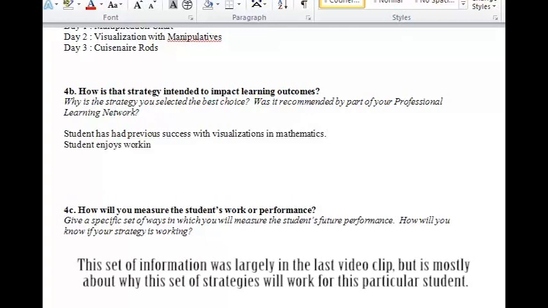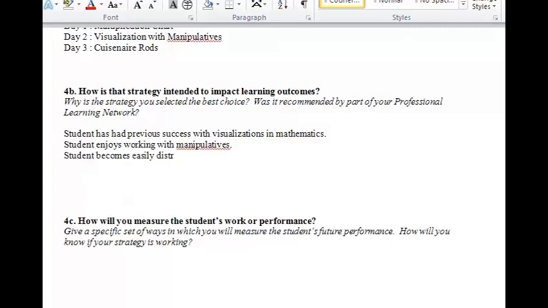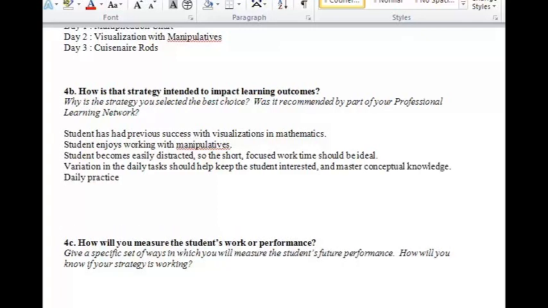for this particular student. The teacher notices that the student prefers visualizations and enjoys working with manipulatives. The teacher also notes that the student is easily distracted, so she wants to keep a short, focused work time. The teacher also worries that the student may struggle conceptually, so she will try to vary the daily tasks and draw connections to the core concept of multiplication. The end goal is still automaticity, so she wants practice with the facts to be a daily occurrence.